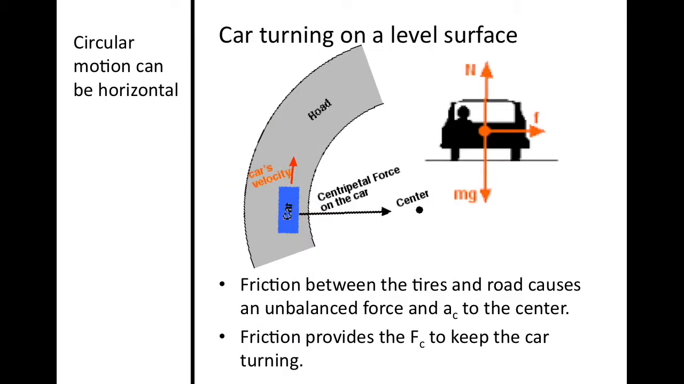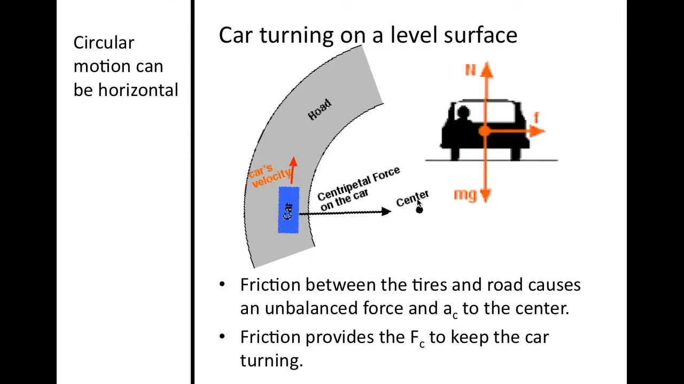Circular motion can be horizontal. For example, a car is turning on a level surface. When you're looking at the free body diagram over here, what you'll notice is that the forces acting on the car are its weight, which is mg, and that is pulling down. We have the normal force, which is denoted as N. However, we also denote that as the capital letter R, and that is due to the road pushing up on the car. Both of these forces act vertically and have no horizontal component.